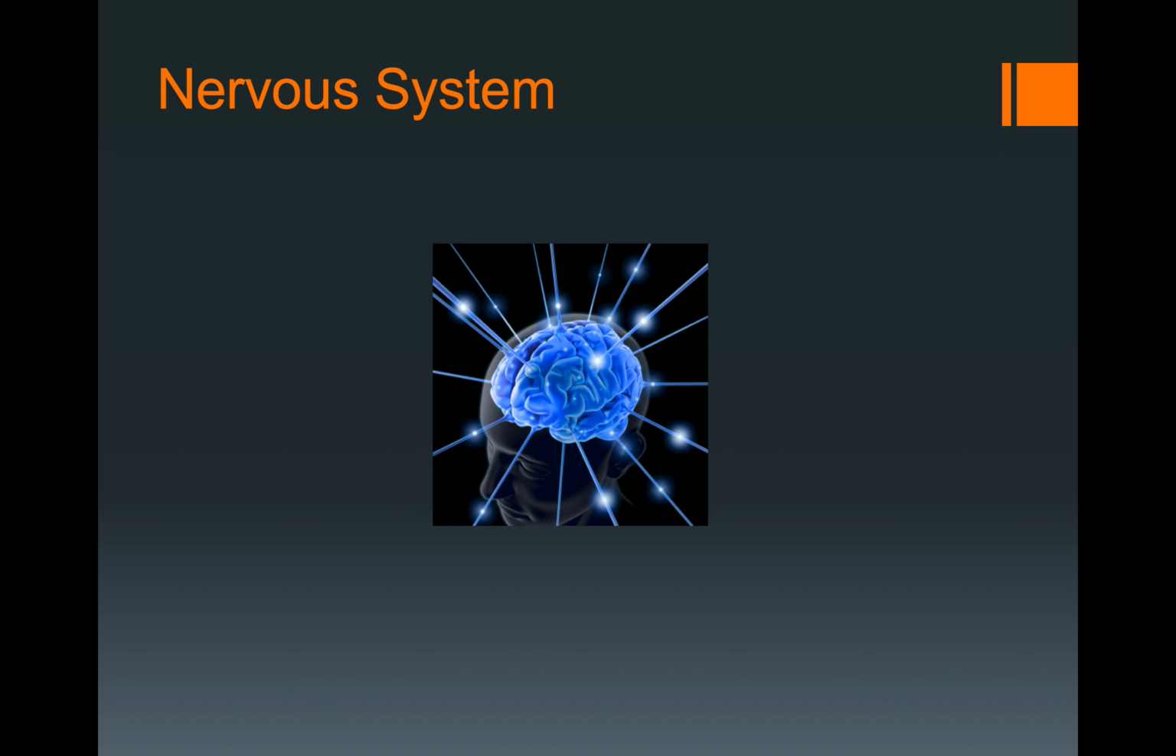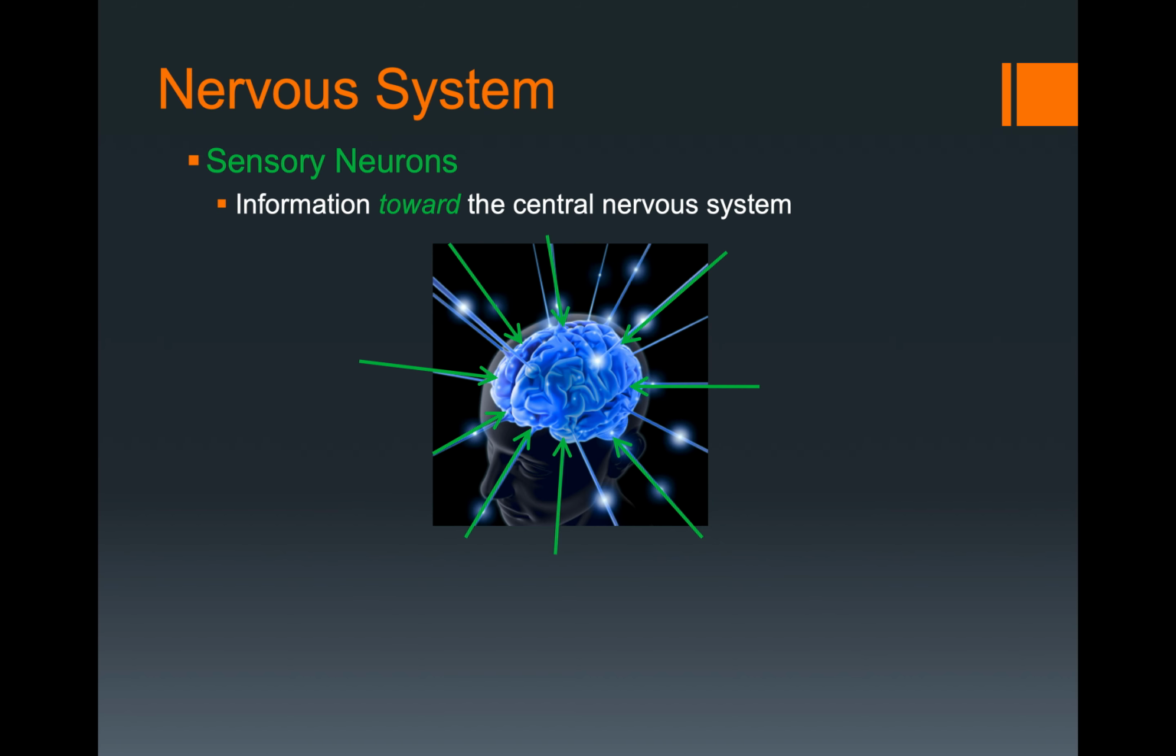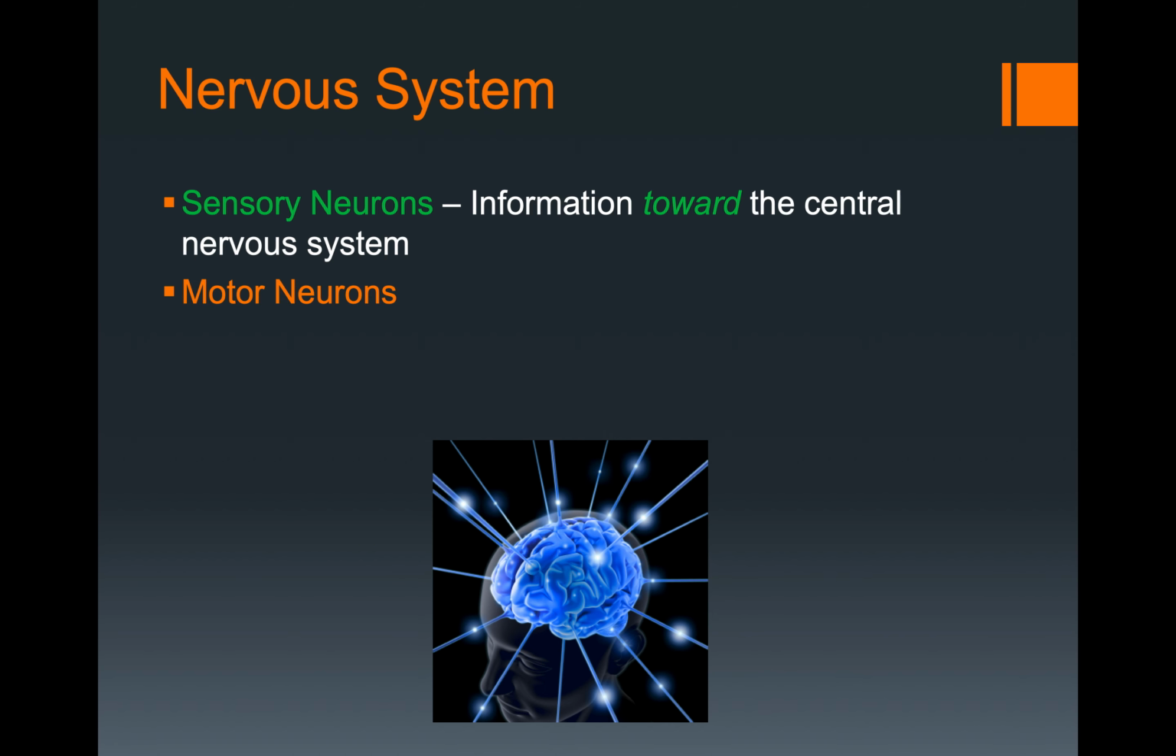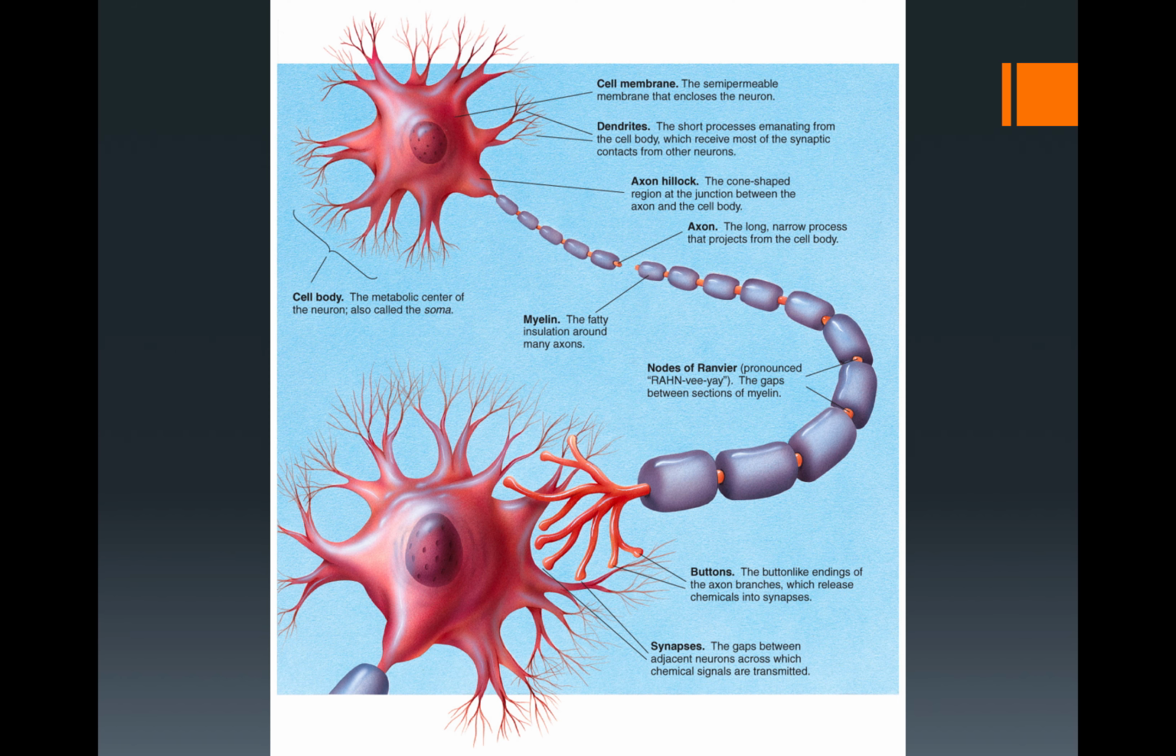So we can divide neurons broadly into 3 categories, really, but I'll talk about 2 primarily. Sensory neurons are neurons that are carrying information toward the central nervous system. And motor neurons are neurons that are carrying information away from the central nervous system. You can also have interneurons, which are involved in communication between neurons.